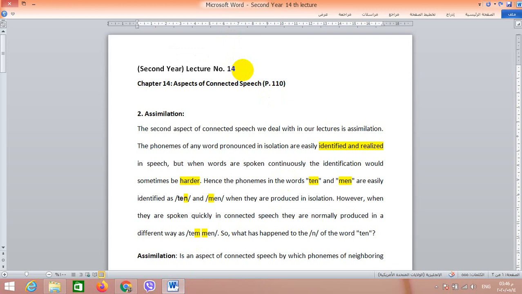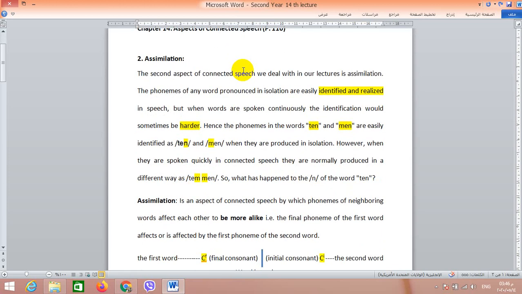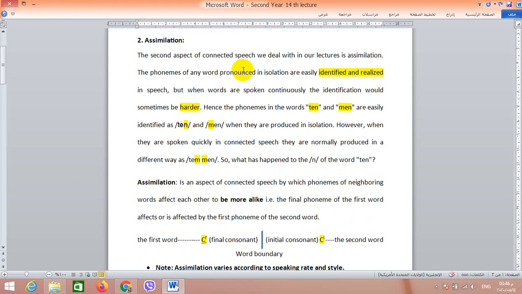My dear students, today I'm going to talk about another aspect of connected speech, which is assimilation. If you remember, last time we talked about the first aspect of connected speech, which was rhythm. Today we are going to talk about assimilation, which is in Arabic called al-idgham. Actually, assimilation is another aspect of speech.